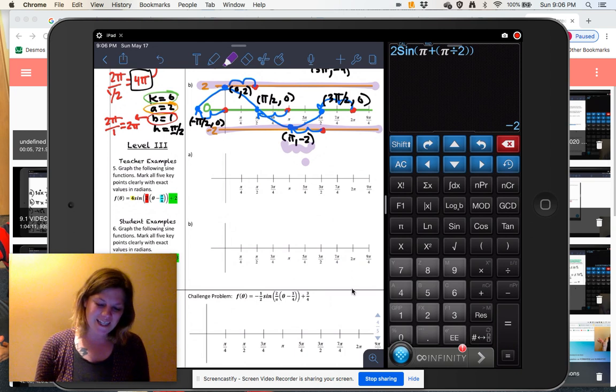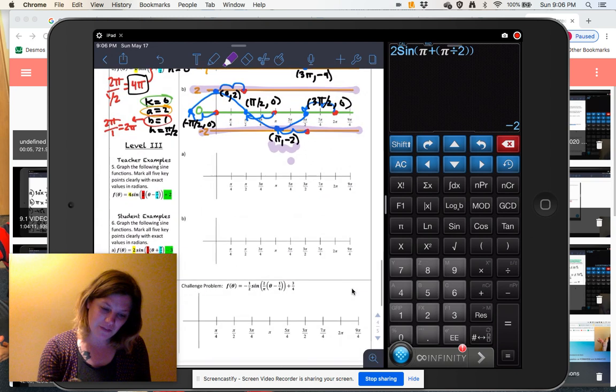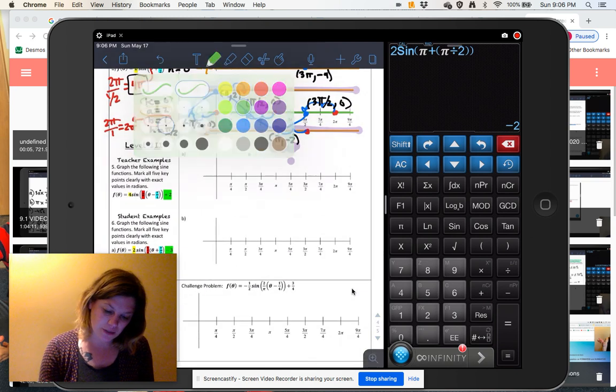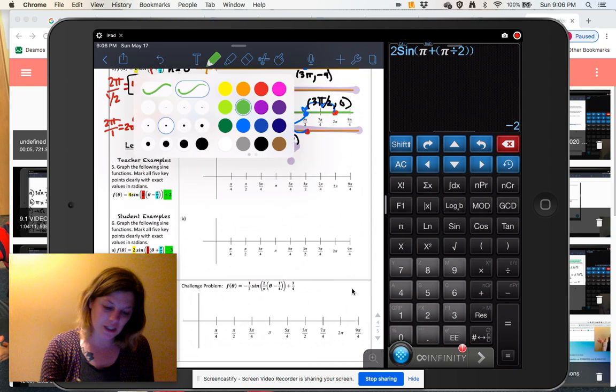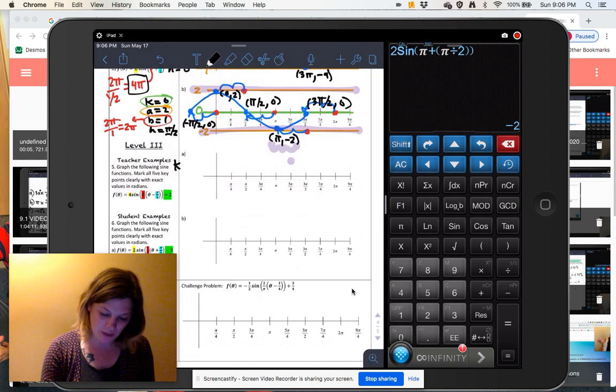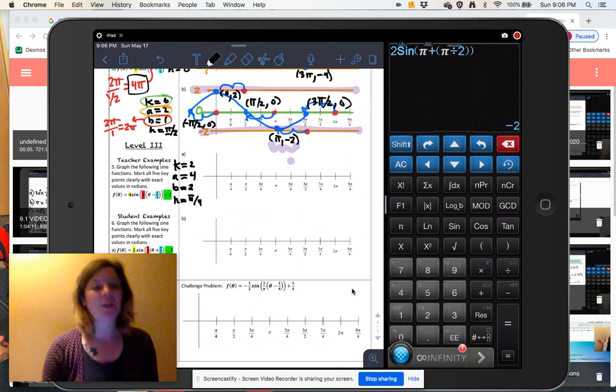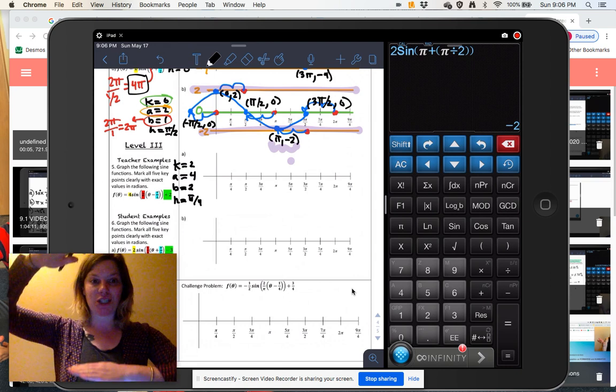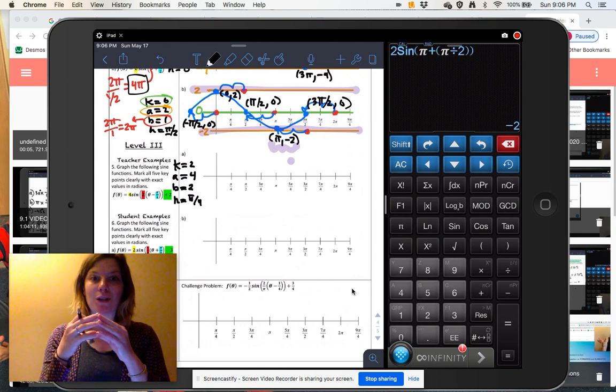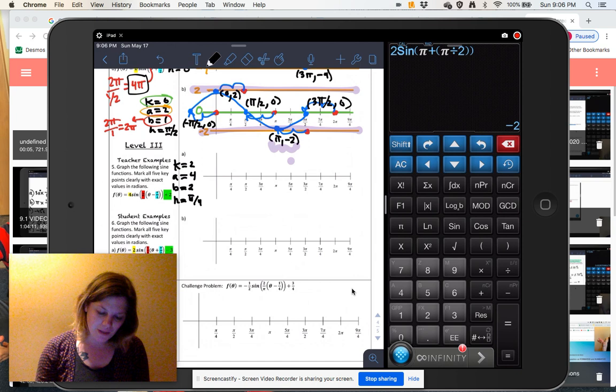Let's take a look at this first Level 3 question. So I'm just going to use our same strategy. Starting with the K value is 2. Our A value is 4. Our B value is 2. And our H value is pi over 4. What I'm doing here is I'm just taking all the changes we've already seen and putting them all into one equation. So let's go through.